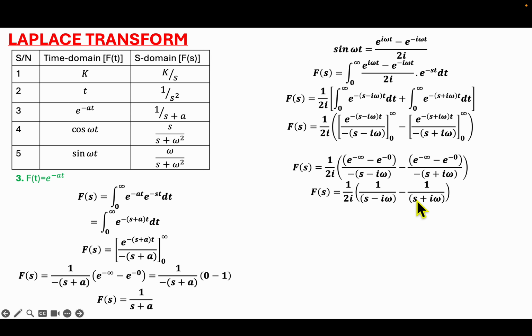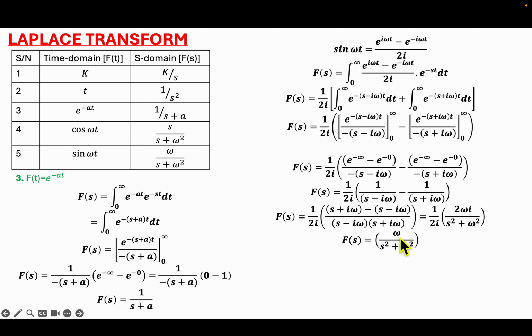So you can see the LCM is just s minus i omega and s plus i omega. So applying the LCM, my denominator will be this and my numerator will be this, and solving further, I will have this relationship. So my f of s will just finally be omega over s squared plus omega squared.